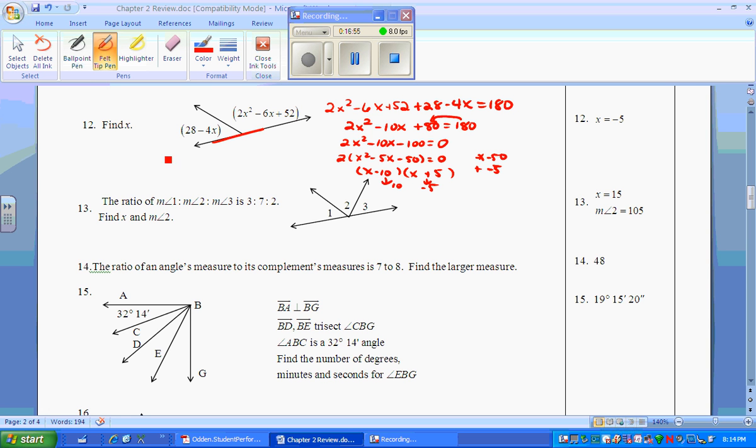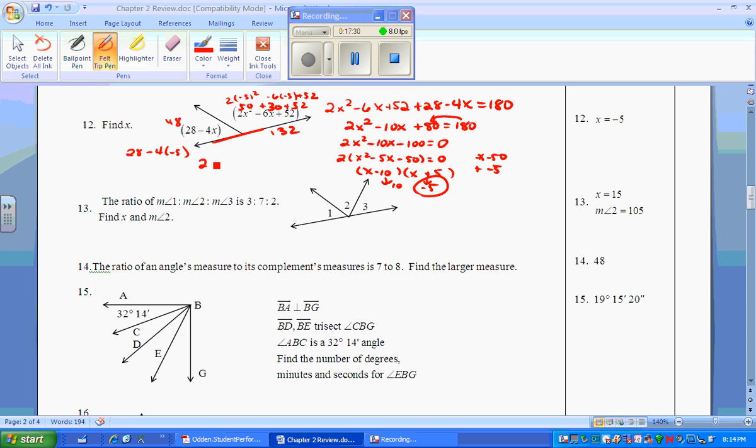So negative 5, when I plug it in: 28 minus 4 times negative 5. So this is 20. So that's 48. So that works. And put 2 times negative 5 squared minus 6 times negative 5 plus 52. So this is 25 times 2, so this is 50. Negative times negative, that's positive, so that's 30, and then 52. So we got 132. So this does work.